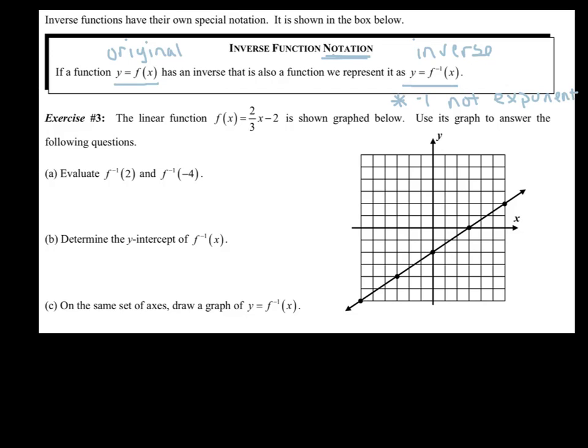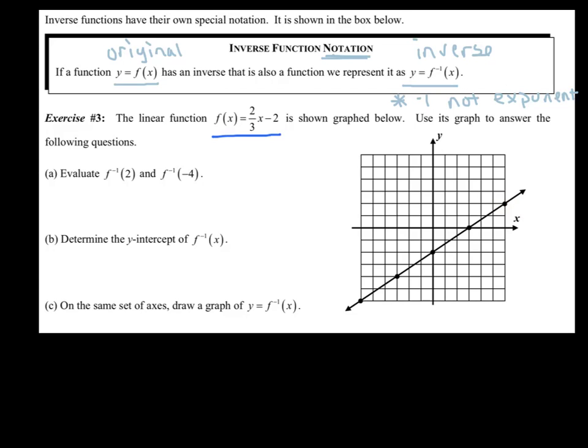Okay, so example number 3 here, we've got a linear function, 2/3 x minus 2. You've got a slope of 2/3 and a y-intercept of -2, and it's drawn for you. I think you'll agree we do have a y-intercept of -2, and then we went up 2 over 3, up 2 over 3, and created that linear function. Now we're going to use this graph to answer the following questions.